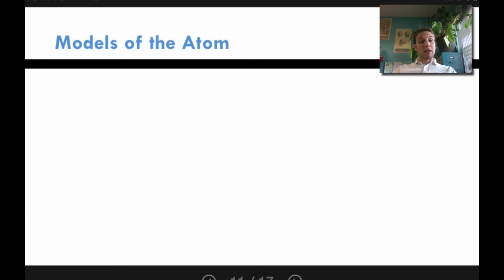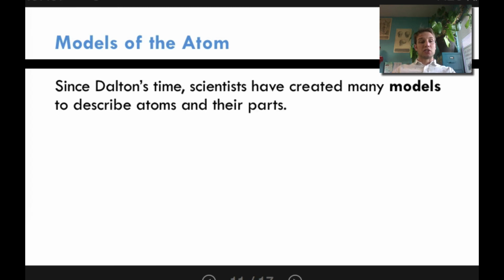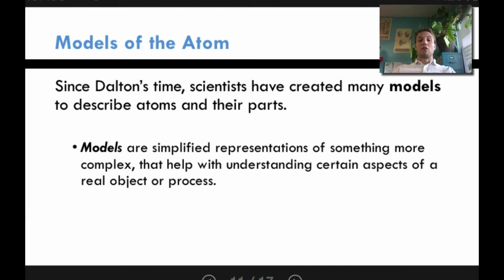So since Dalton's time, scientists have created many models to describe the atom and the parts of the atom. Models again are just simplified versions of something that you want to explain. And I want you to get this definition down: simplified representations of something more complex that help with understanding certain aspects of the real object or process. And we've used the globe as an example in class.